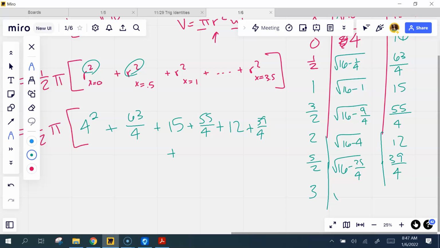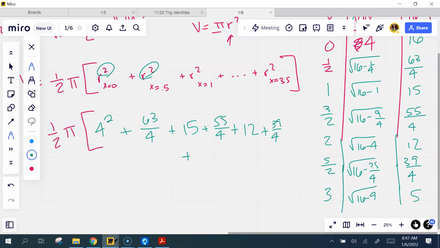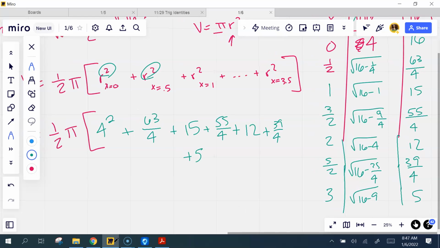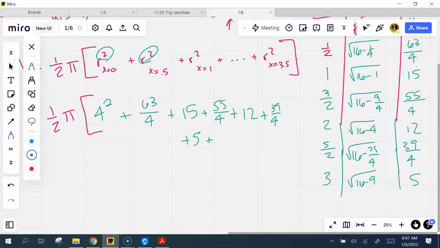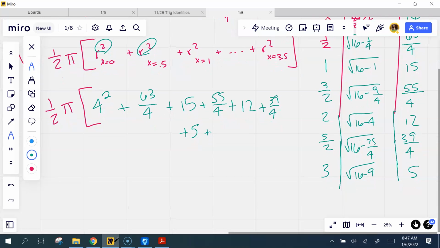At 3, 5. I squared them in this column. Remember, because they were under a square root, right? That's right.